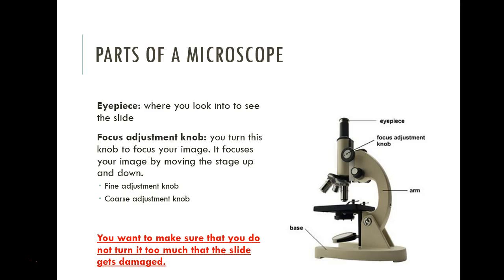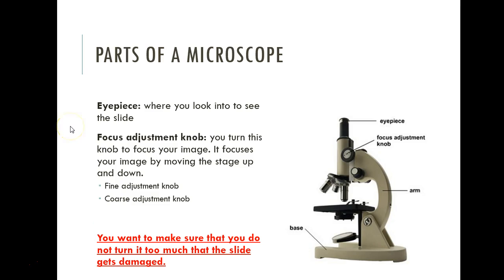Okay, so in order to focus using a high power lens, you need to use a part of the microscope called the focus adjustment knobs, and you can see it right here. You're going to turn this knob to focus your image, and it focuses your image by moving this stage portion up and down. It's going to move it closer to the lens or further from the lens so that you can focus your image. There are two different types of focus adjustment knobs: the fine adjustment knob and the coarse adjustment knob. And we'll go over the difference of the two.